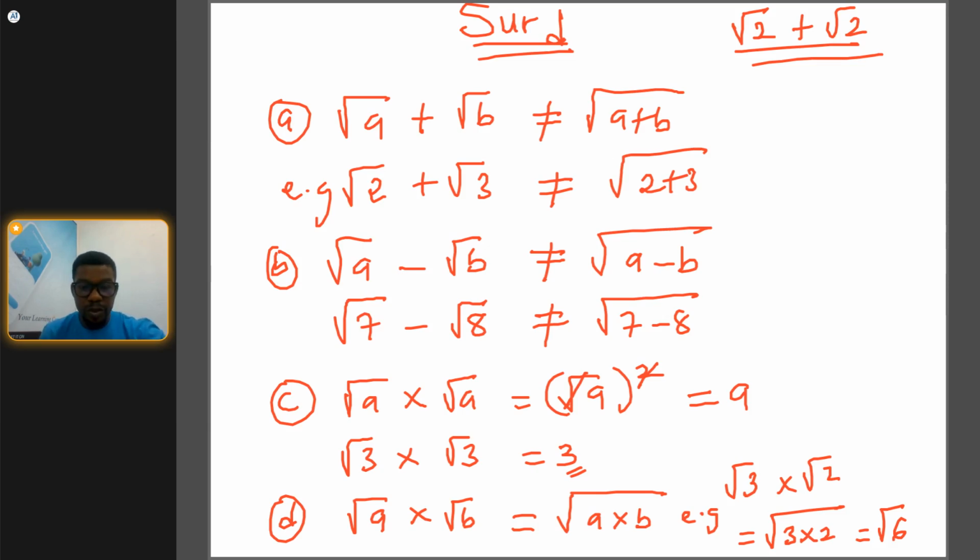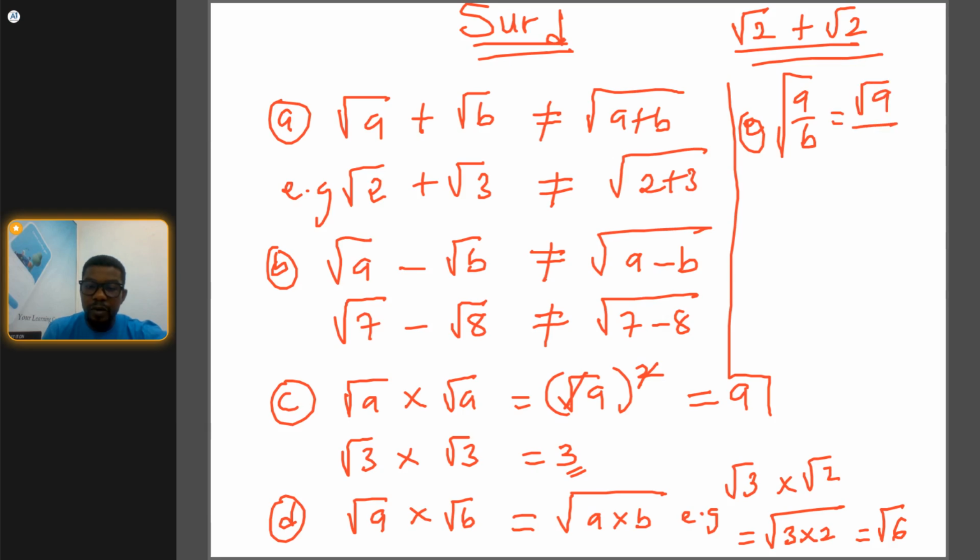So we stopped on this rule. We want to take the next rule of surd that we have, and that's going to be the rule of division. Let's have that one by this side. Root of A over B is also equal to root A over root B. Okay, that's another law of surd.